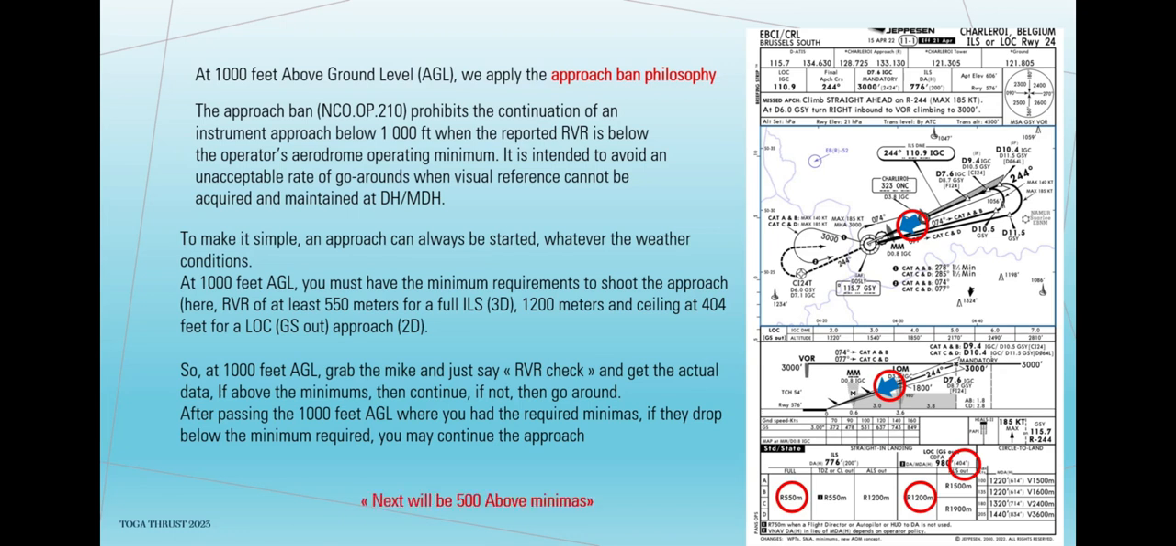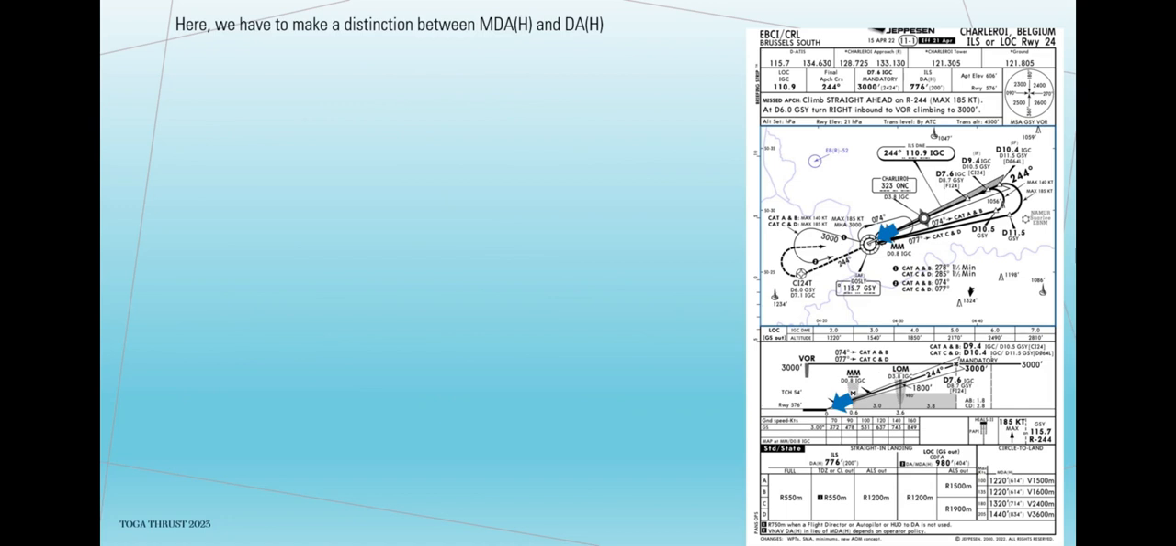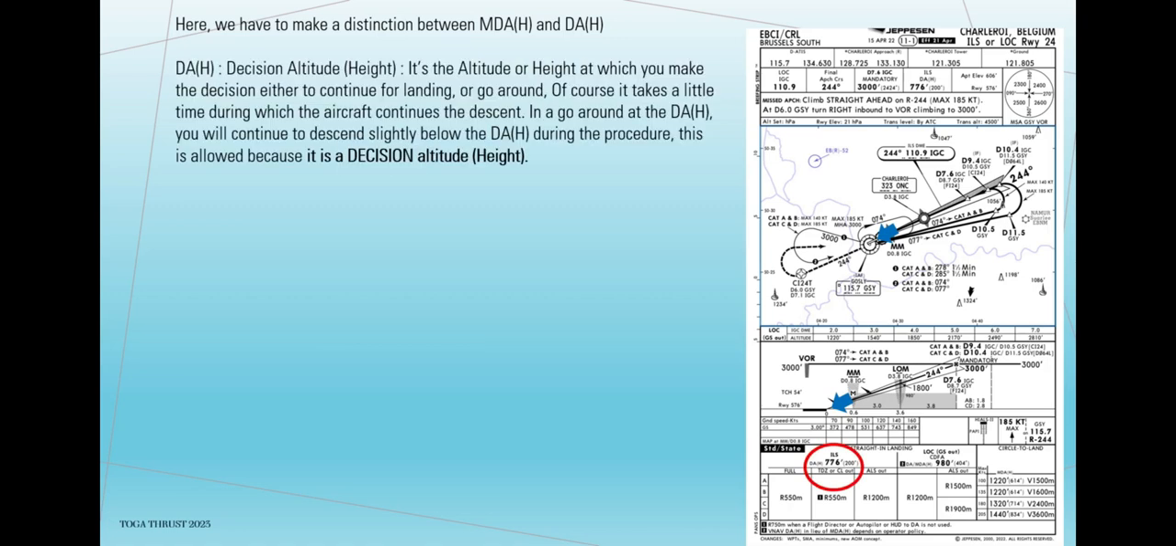Next will be 500 above minimas. Here, we have to make a distinction between MDA,H and DA,H. DA,H, decision altitude, height, is the altitude or height at which you make the decision either to continue for landing or go around. Of course it takes a little time during which the aircraft continues the descent. In a go-around at the DA,H, you will continue to descend slightly below the DA,H during the procedure. This is allowed because it is a decision altitude, height.